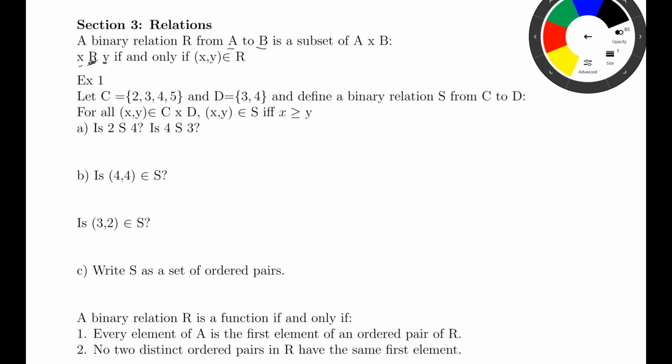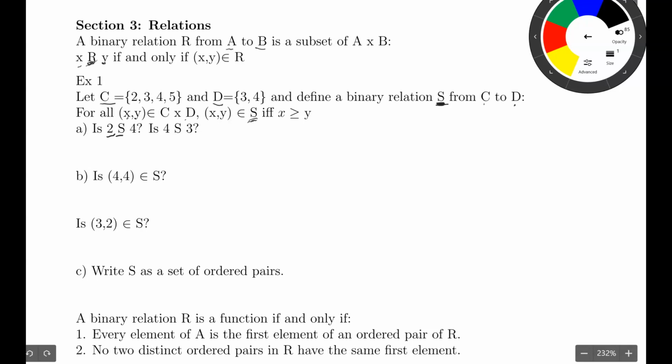Okay, so let's do some real live examples here. Here I have a set C, and here's my set D. There's a binary relation S, it can be called different letters, that goes from C to D. So what does it take to be in this relation? It's a Cartesian product, right? C × D, points (X, Y). It's in the relation if X is greater than or equal to Y.